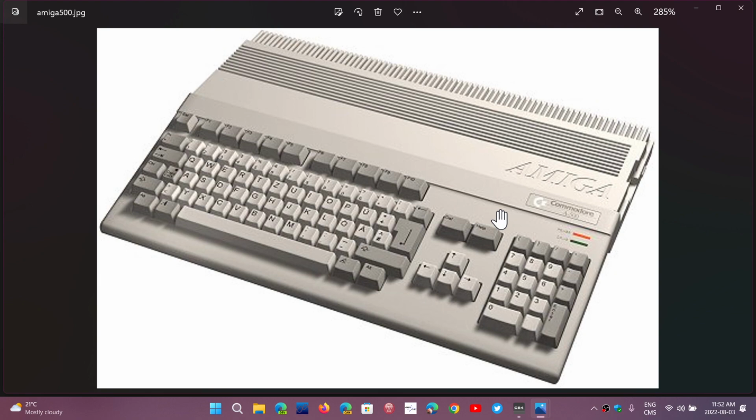So the Amiga 500, a big step forward, also a very amazing machine for its time. This was the most advanced computer for its time. It was a million times better than a Mac, a million times better than any PCs.